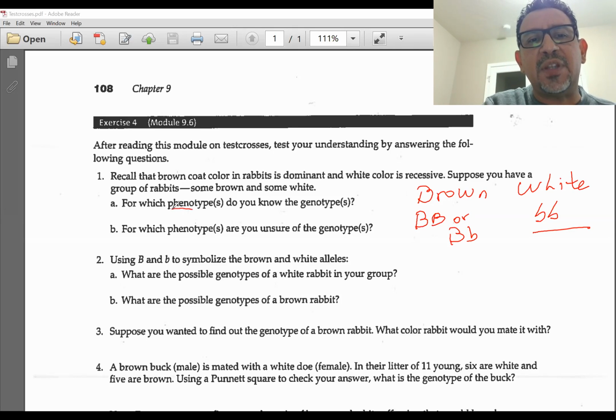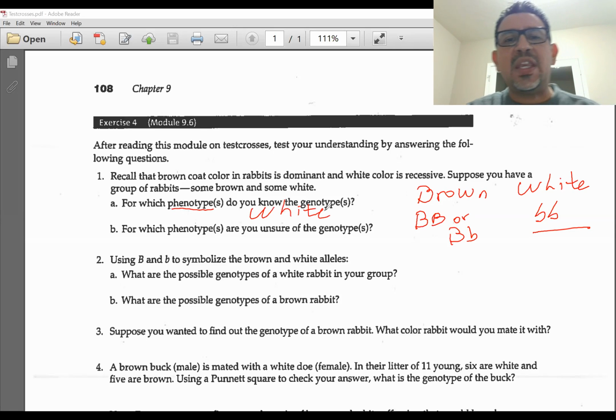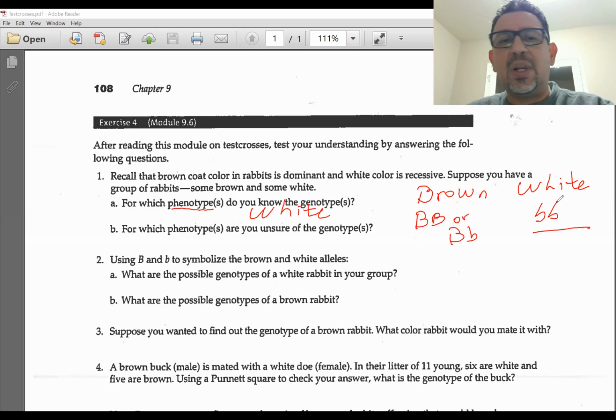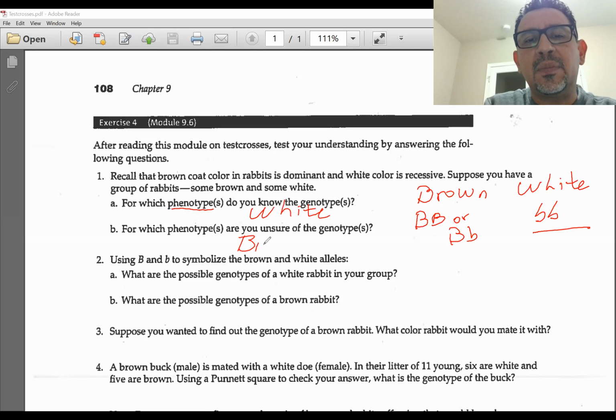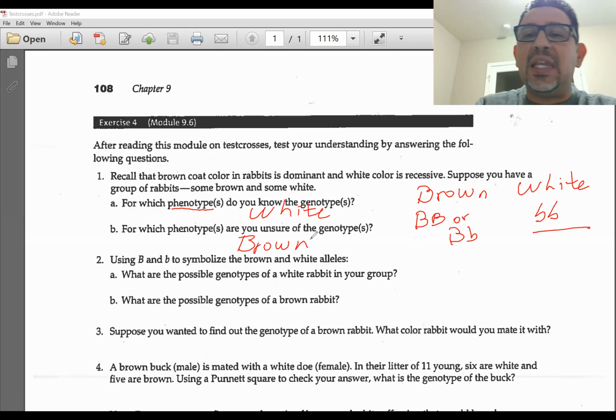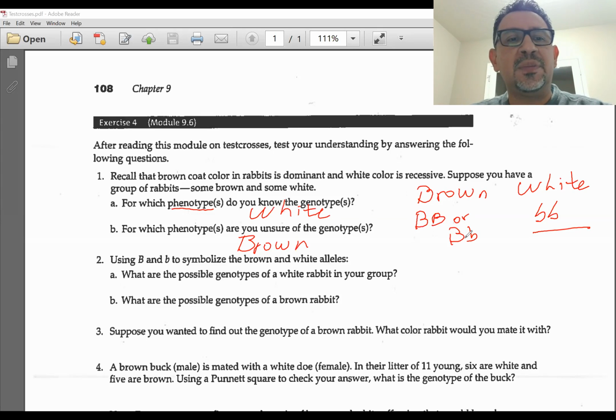Which phenotype is the question? So our answer has to be in terms of phenotype. White. What I'm answering here is that the white phenotype is the one for which we know the genotype. It's going to be lowercase b, lowercase b. For which phenotype are you unsure of the genotype? Our answer here is going to be brown. Why are we unsure about the genotype for the brown rabbits? From the outside, they look brown, but inside, we don't know if they're homozygous dominant or if they are heterozygotes.